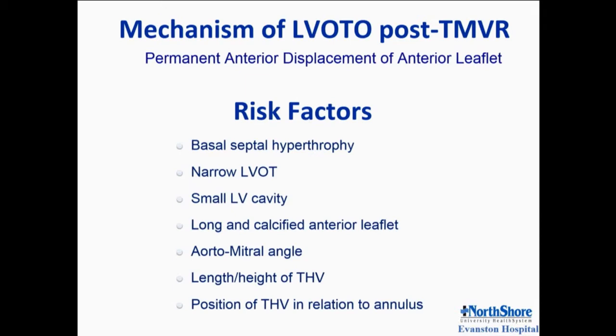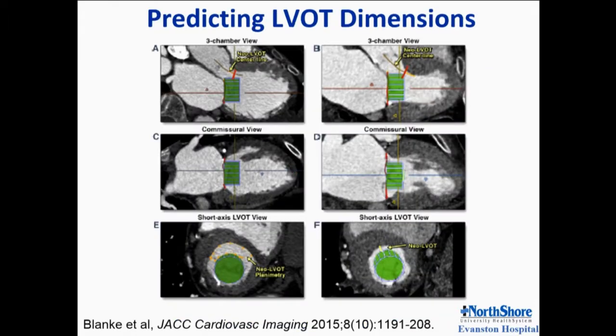So the mechanism is the permanent anterior displacement of the anterior leaflet, and there are multiple risk factors like the basal septal hypertrophy, a narrow LVOT space, a small LV cavity that tends to be the case in MAC patients, particularly with mitral stenosis and not MR, a long and calcified anterior leaflet, the aortomitral angle, the length or height of the transcatheter heart valve device that you are using, and also the position of the transcatheter heart valve in relation to the annulus. The more ventricular, then the more space in the LVOT that you're going to occupy. And I think it's multifactorial, and it's a combination of all those factors.